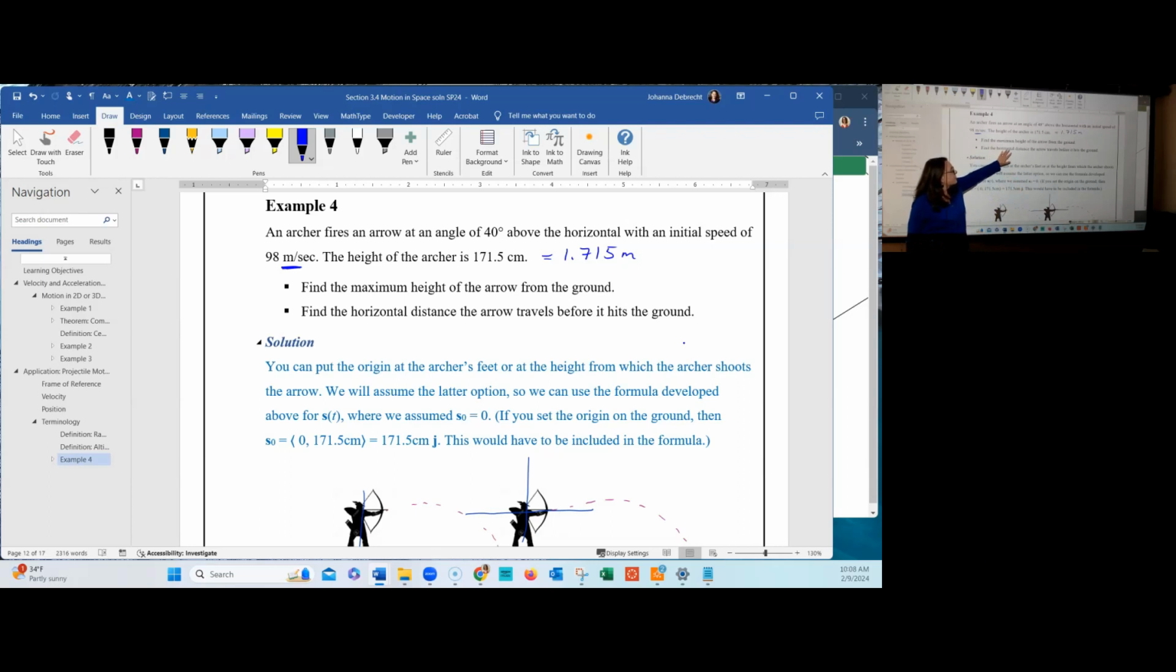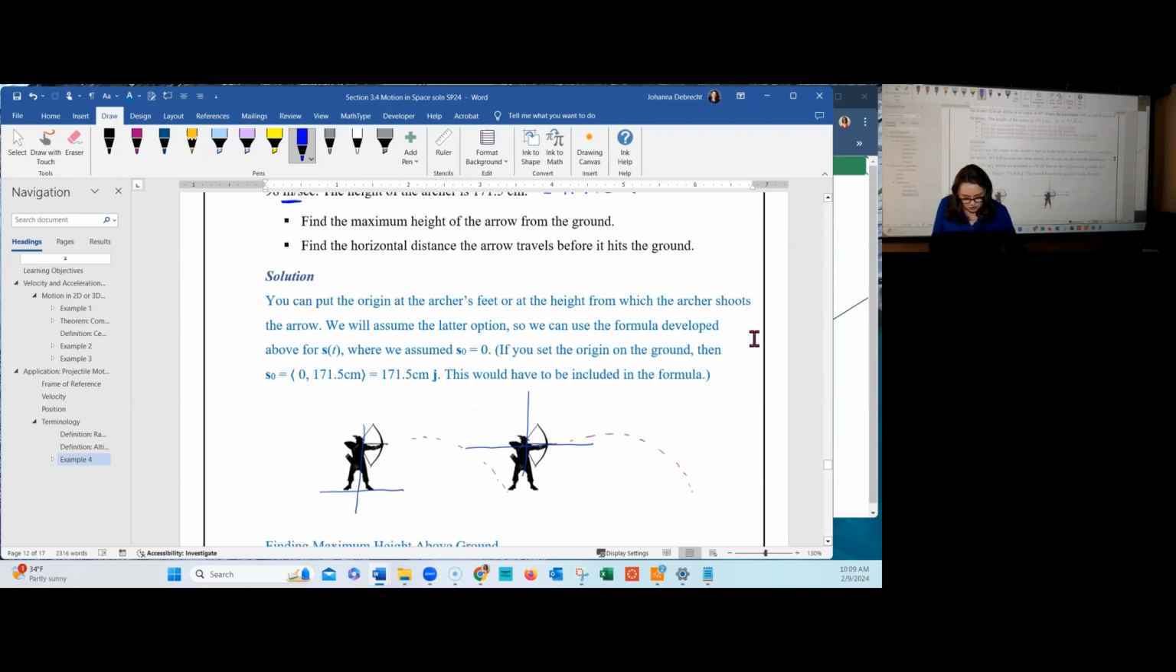And then we want to find the horizontal distance the arrow travels before it hits the ground. Again, if I place my origin where it is projected, then the range only goes back to the same height from which it was shot. To hit the ground, it travels a little bit further.